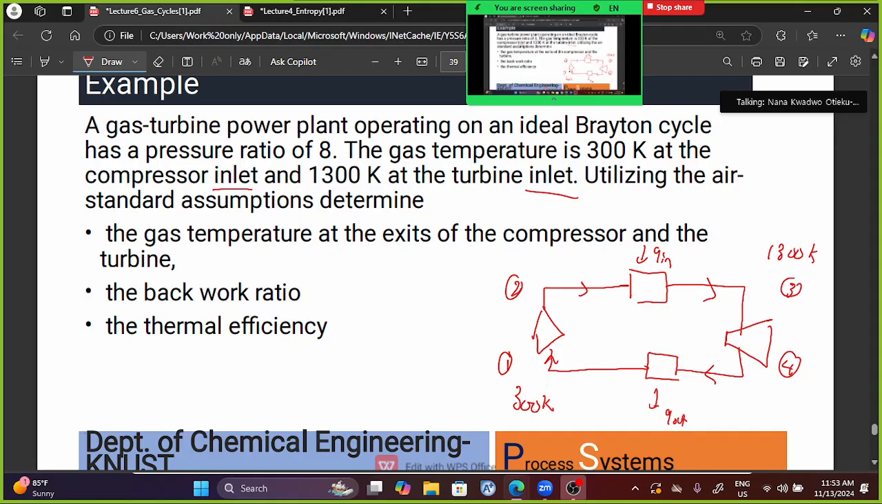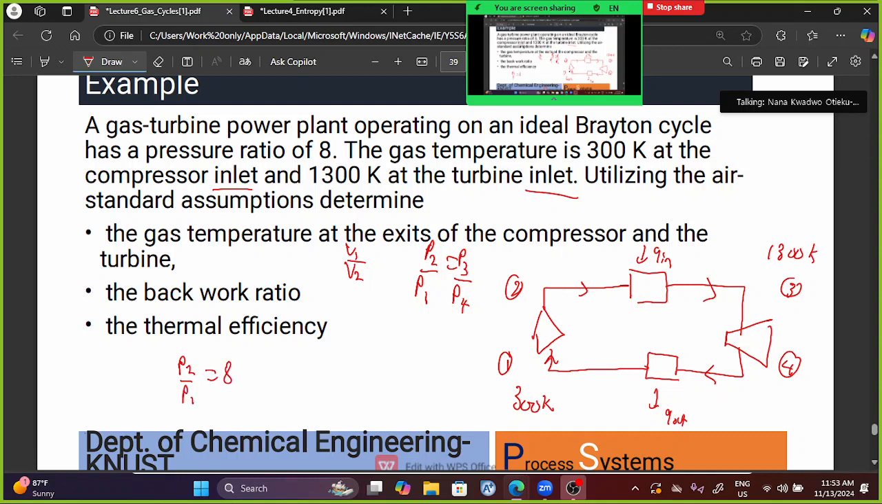Now the question told us that we have a pressure ratio. Realize that this time it is not a compression ratio. Compression ratio, we used volume, V1 over V2. Pressure ratio, we are using pressure, so the higher pressure over the lower pressure, right? So that's going to be our pressure ratio. So we can say that our P2 over P1 is equal to 8.